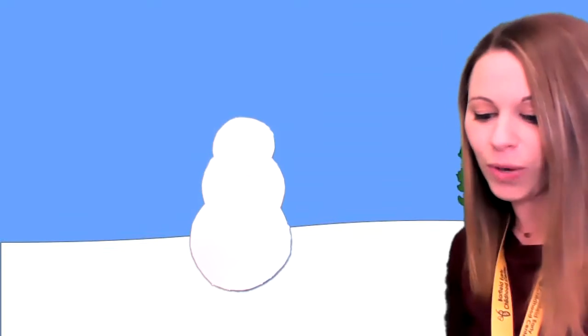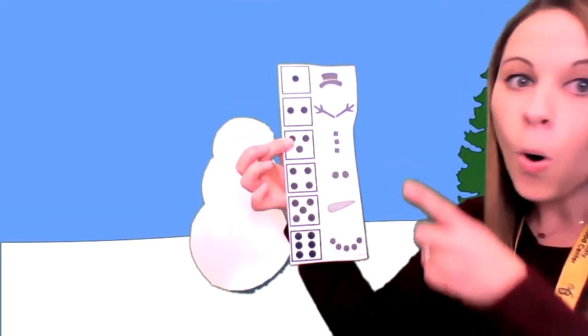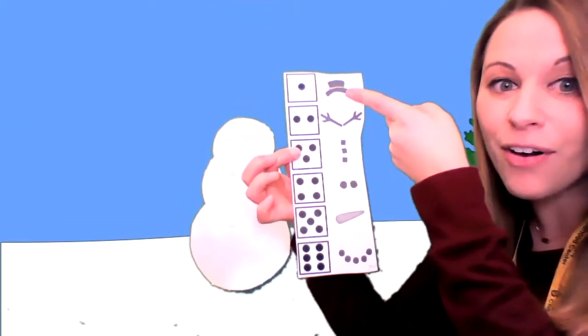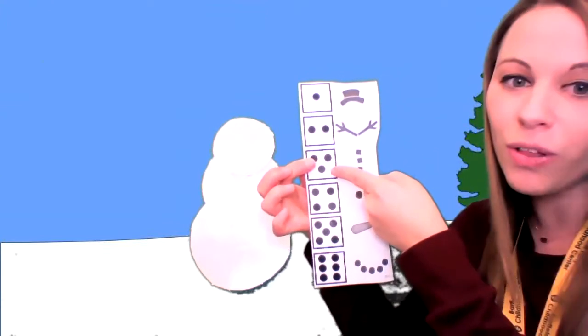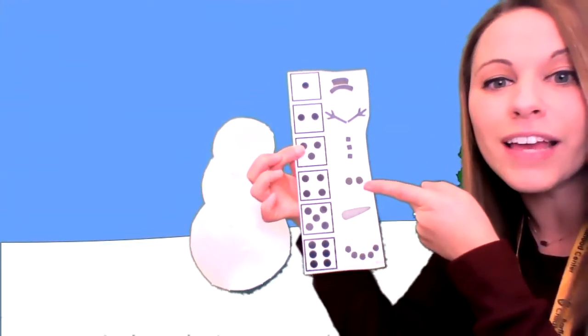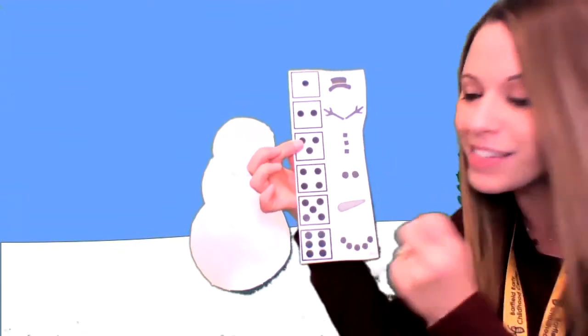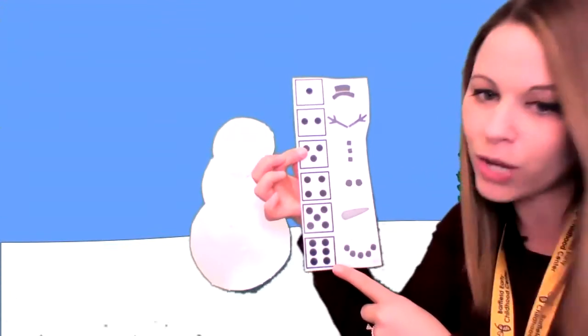Okay, now we have to put the other pieces on our snowman. And guess what? We are going to roll a dice and play a game with it to make our snowman. Look, this sheet tells us what we need. When we roll a 1, we need to put a hat on. When we roll a 2, we put the arms on. When we roll a 3, we give the snowman buttons. When we roll 4, we give the snowman eyes. When we roll a 5, we give the snowman a nose. And when we roll 6, we give the snowman a mouth.